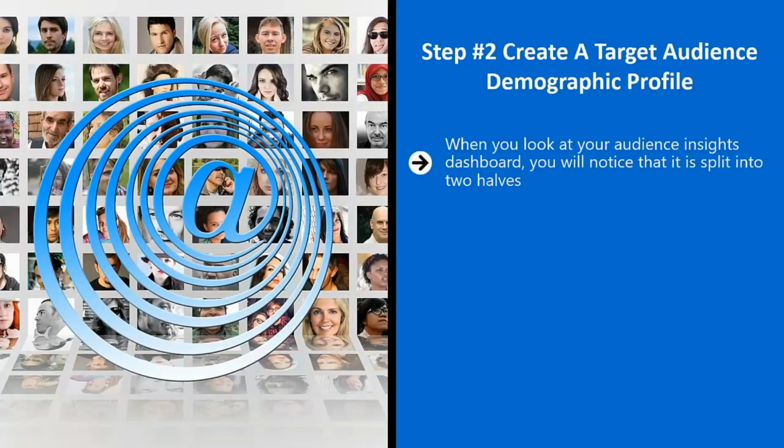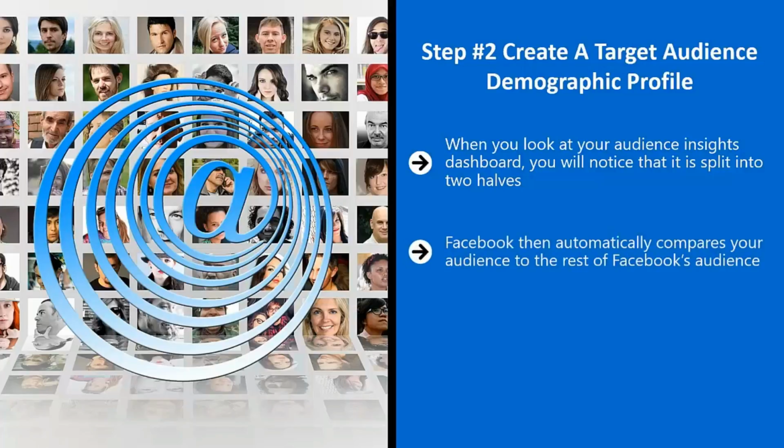When you look at your Audience Insights dashboard, you will notice that it is split into 2 halves. On the left is the audience characteristics you may want to target. On the right side shows the charts and graphics related to your specific audience. Facebook then automatically compares your audience to the rest of Facebook's audience. This will show you how big your potential pool of customers is on Facebook.